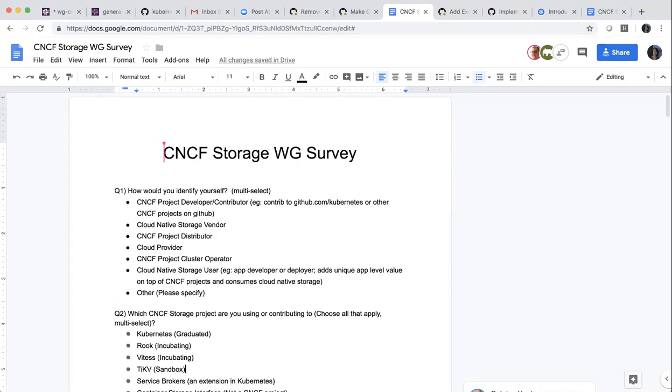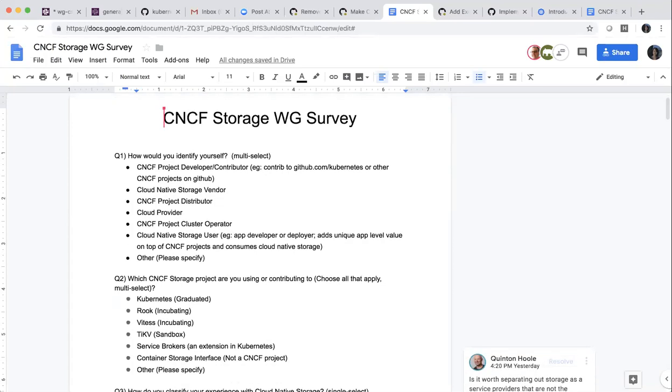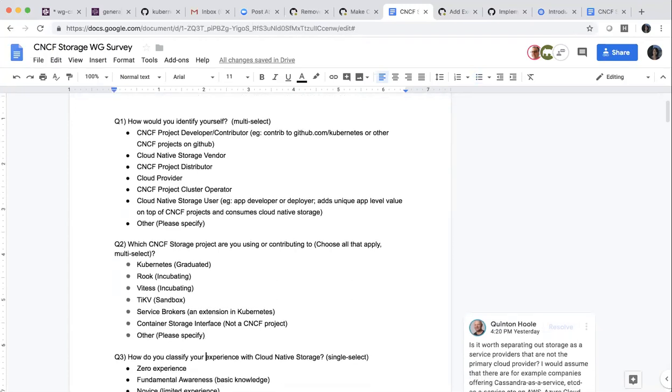And what storage project are you using or contributing to? The next question. Here we include storage projects in CNCF, and then for other, if there is a project that is not in CNCF, you can specify it here.